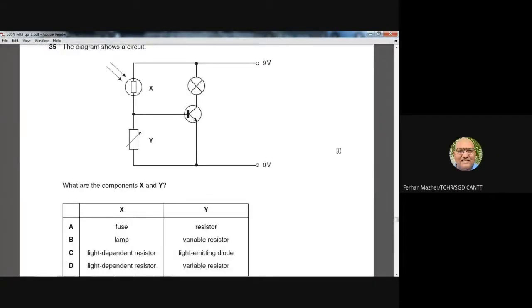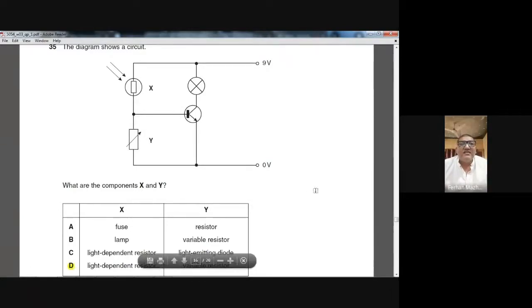The diagram shows a circuit. What are the components X and Y? This X is a light dependent resistor, LDR. And this Y is a variable resistor. We also call it a rheostat. So X is the light dependent resistor and Y is the variable resistor. So D is the choice. Question number 35, D is the right choice.